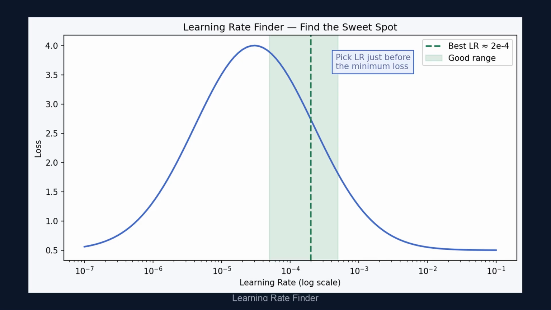That's the sweet spot where the optimizer moves fast enough to make real progress, but not so fast that it overshoots. Running a learning rate finder before a long training run is a small time investment that can save you from a multi-hour run at a suboptimal rate.